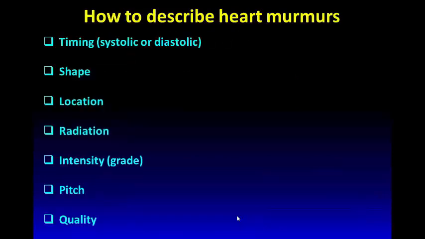We describe the abnormal heart sounds, the cardiac murmurs. Remember again, the murmurs could be innocent or physiological. We describe the murmurs based on their timing in the cardiac cycle and based on their shape, location, radiation, the intensity, the loudness of the murmur, the frequency, the pitch of the murmur, and what the sound of the murmur sounds like. This is the quality of the murmur.